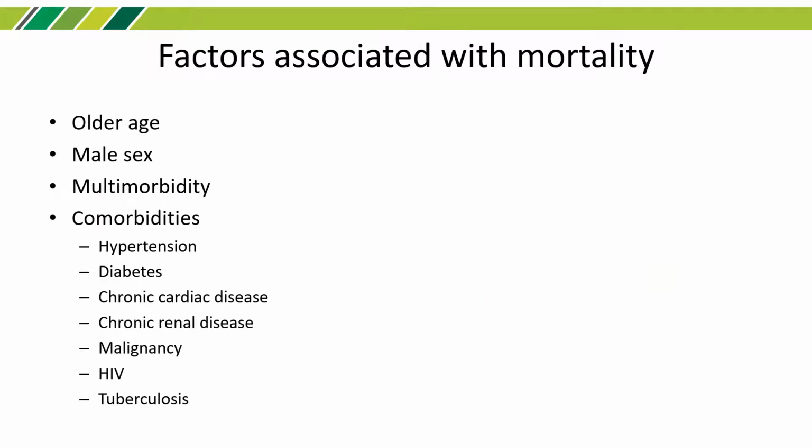And when we do statistical analysis of what is associated with mortality, we find the same as what's reported in other countries: older age, male sex, having multiple underlying medical conditions, and specifically the following medical conditions: hypertension, diabetes, chronic heart disease, chronic kidney disease, cancer, HIV, and TB are all associated with mortality. So of all the patients admitted, the patients who had these characteristics were more likely to die.